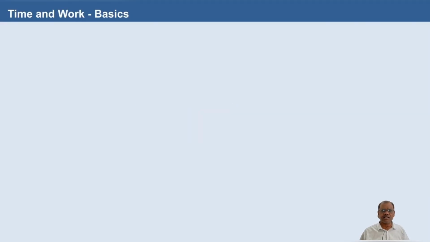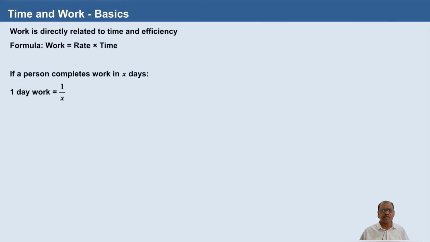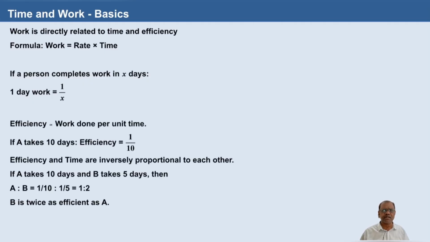First of all, let us learn the basics of the concept time and work. Work is directly related to time and efficiency. So the formula is work is equal to rate into time. If a person completes the work in X days, his 1 day work is 1 by X. So that is a rate or efficiency. Efficiency is nothing but work done per unit time. The unit time can be a day or a minute or an hour, whatever it may be.